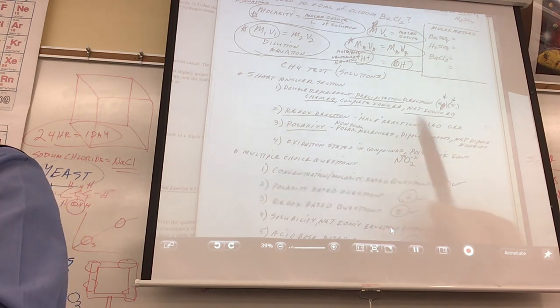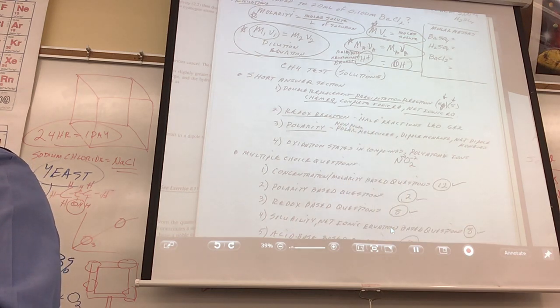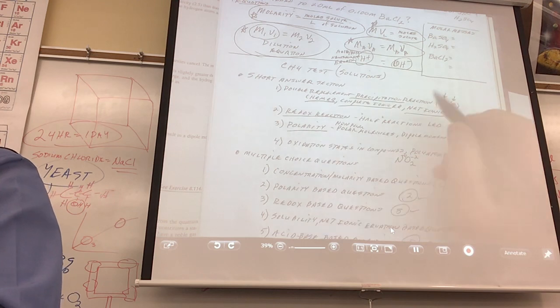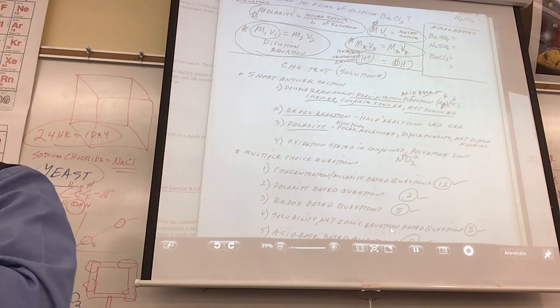The other one is the one you did yesterday. What's the other double replacement? Double replacement is either precipitation or what else? Or formation of water, right? What's that called? Acid-base neutralization. All right, so we did some of that.